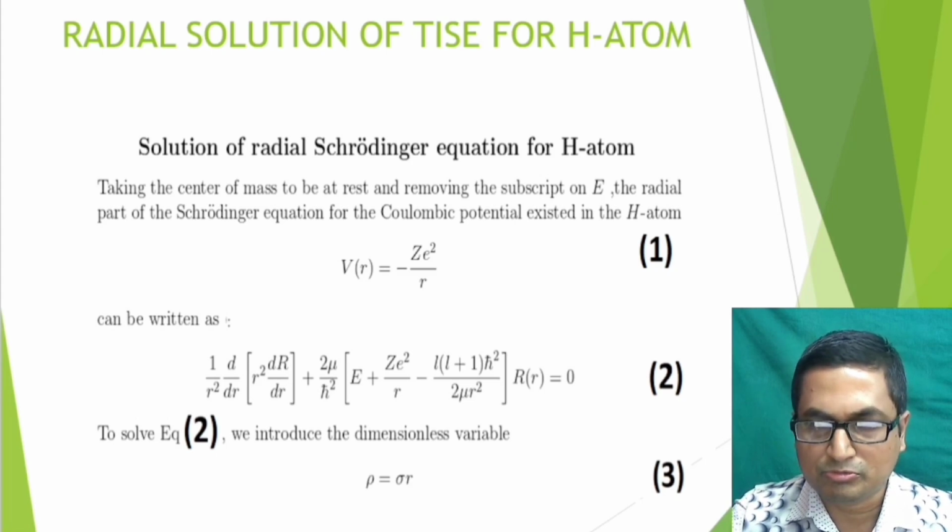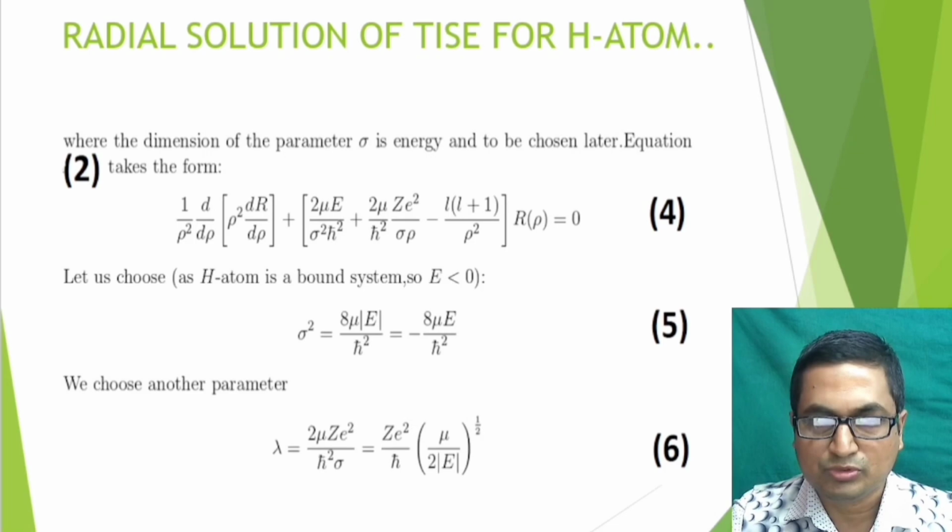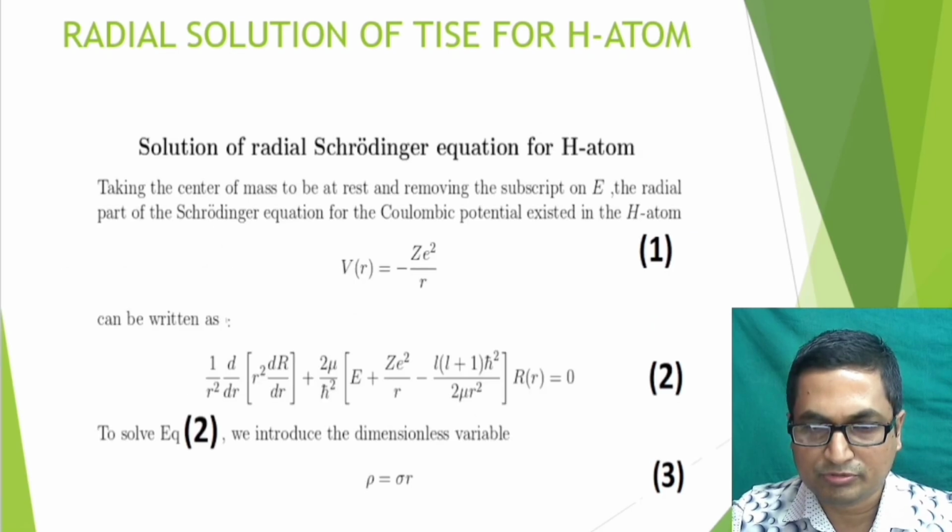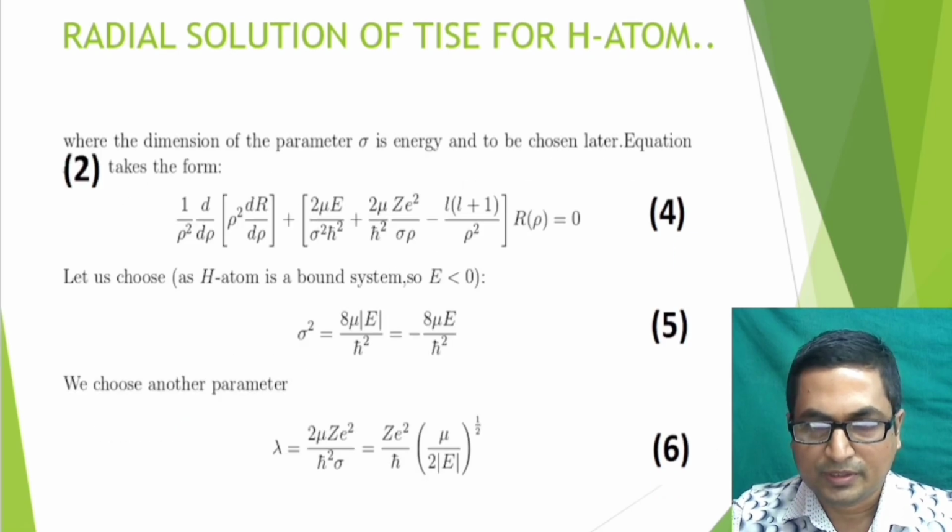So to solve equation 2, we put a dimensionless variable rho equal to sigma r, and putting it back in 2, we get equation 4 where our new coordinate is rho instead of r, where rho is as given by equation 3, sigma r. And also note that sigma is defined like this. Sigma square is a real quantity. Since E is a negative quantity, it's a bound system, so this minus 8 mu E by h cross square is simply a positive quantity because E is negative.